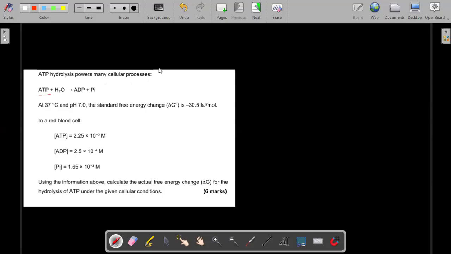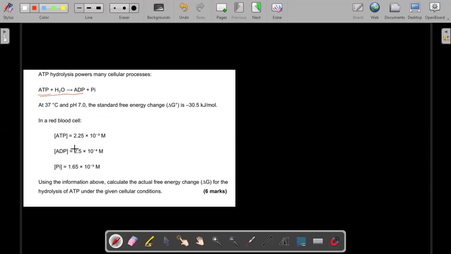For us to benefit from the energy in ATP, ATP has to undergo hydrolysis, and we've been given a chemical formula for ATP hydrolysis. Then they are saying that at 37 degrees Celsius and a pH of 7.0, the standard free energy change, which is the Gibbs free energy, is -30.5 kilojoules per mole in a red blood cell.